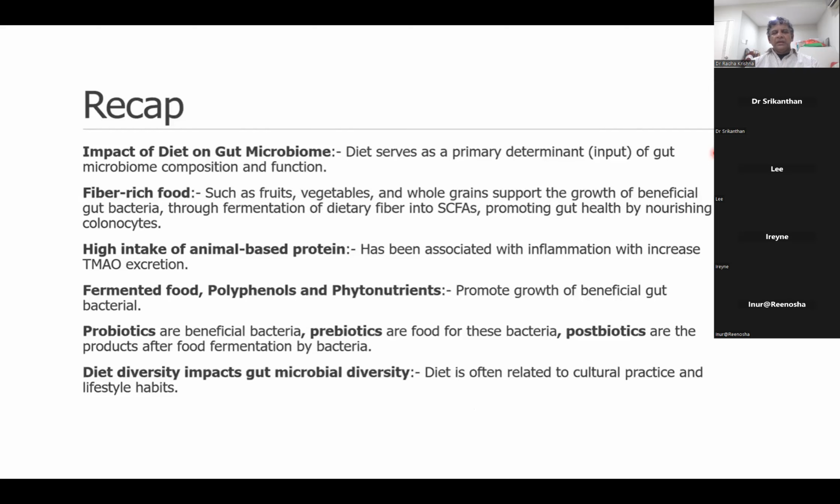And to recap: the basic impact of gut on the microbiome, fiber rich. We must cut down on animal proteins because they produce TMAO. Fermented food, polyphenols, phytonutrients, probiotics, and dietary impact on the microbiome. Microbiota is one of the key factors to help overcome CKD. That's a missing part that most of us fail to do.